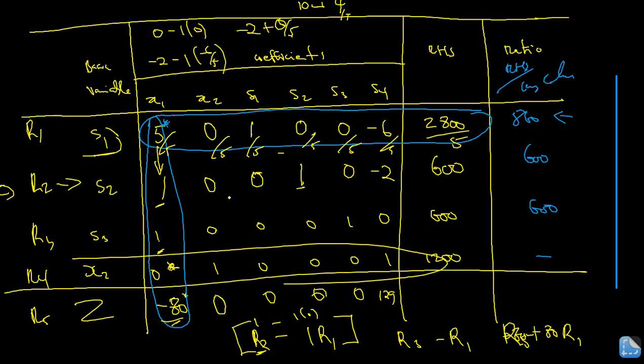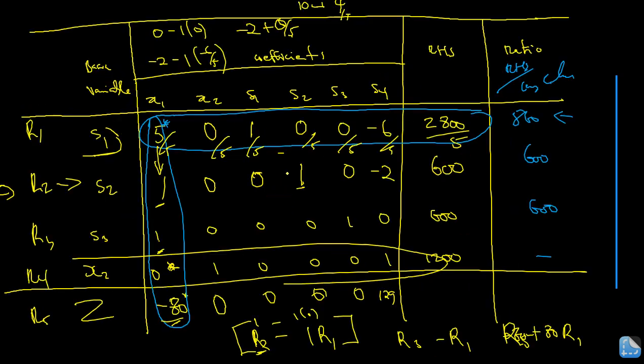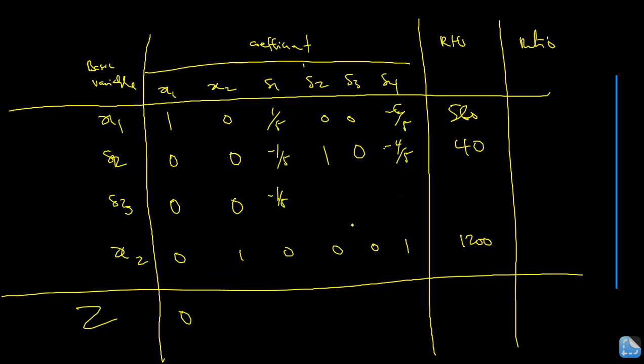Okay, so then we continue. So this is 0 again. Here we have 0 minus 1 open bracket 1 over 5, close bracket, and then we get a negative 1 over 5. So here also it will be negative 1 over 5. And then here we have 1 minus 1 open bracket 0, this 0 here, then you close bracket.